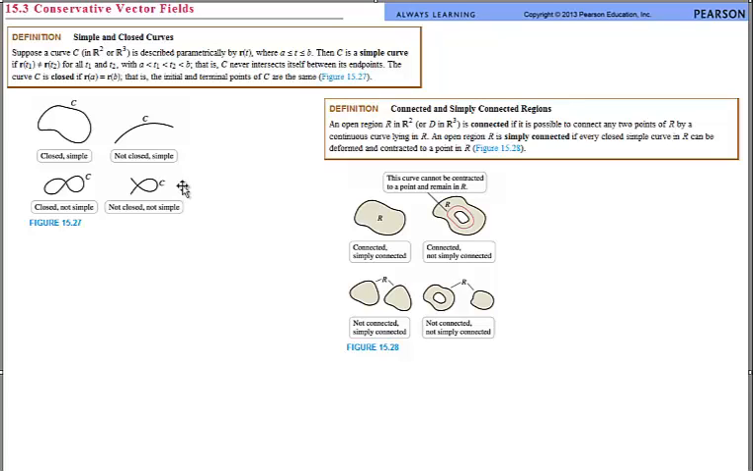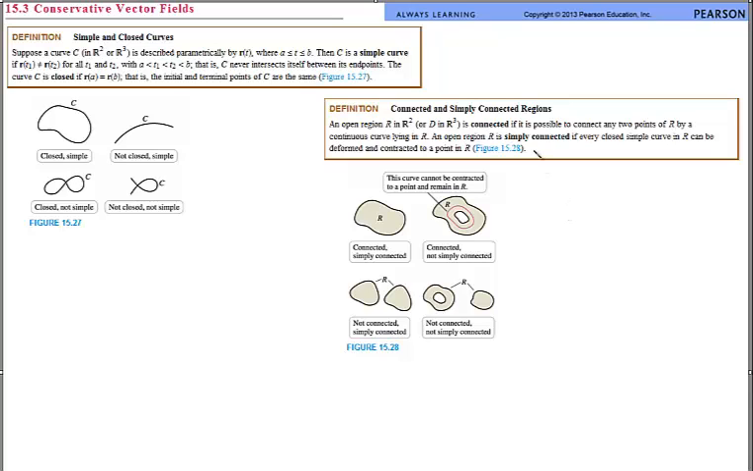We have definitions for both simple and closed curves. First, note that a simple closed curve is depicted here. This one, of course, is simple, meaning that it doesn't cross itself, so it's simple, but it is not closed. This one is closed. The ends are closed, but it crosses itself, therefore it's not simple. This one crosses itself, so it's not simple, and neither is it closed.